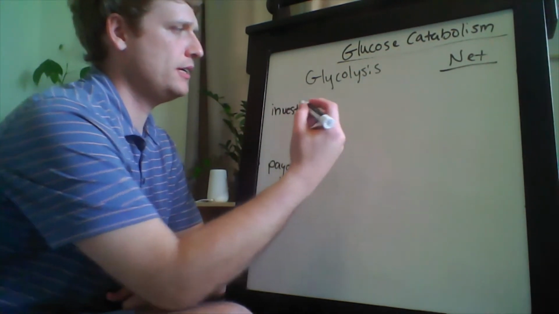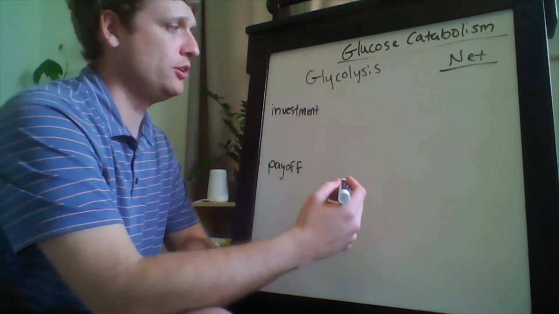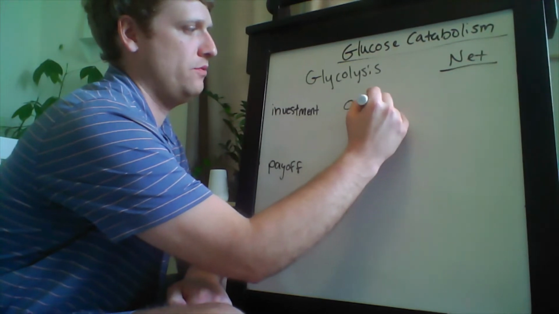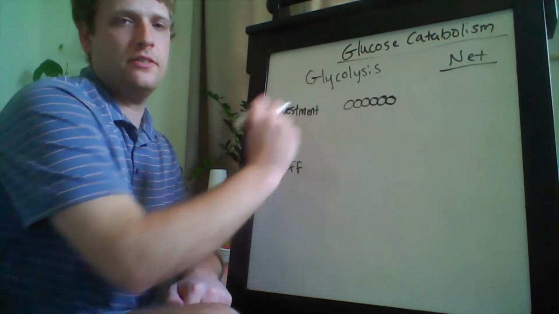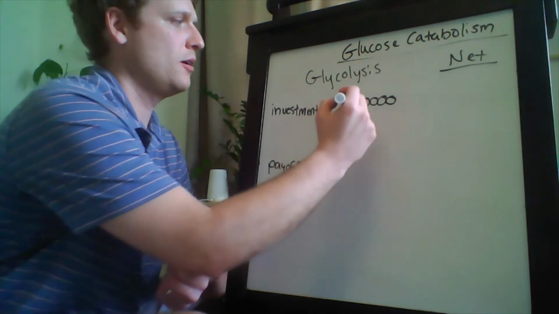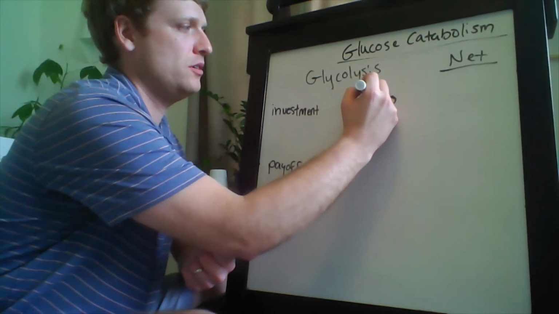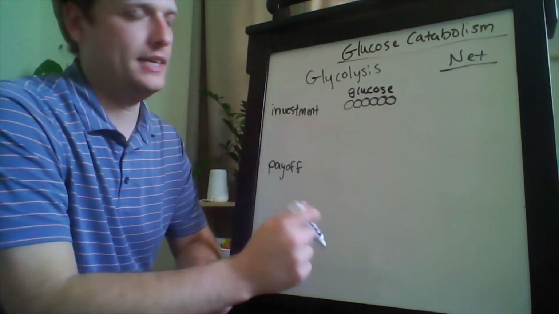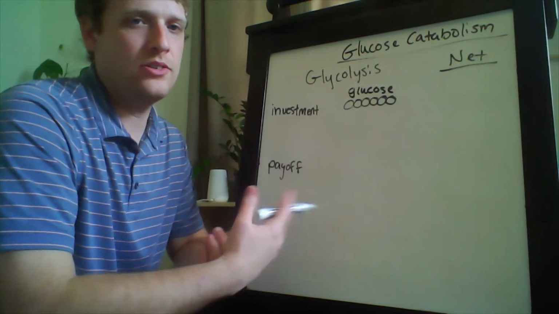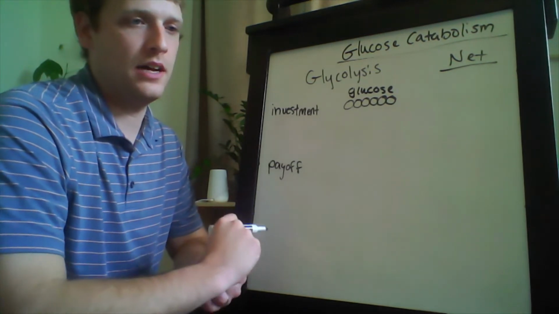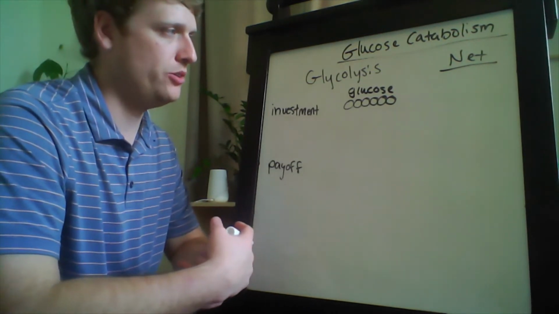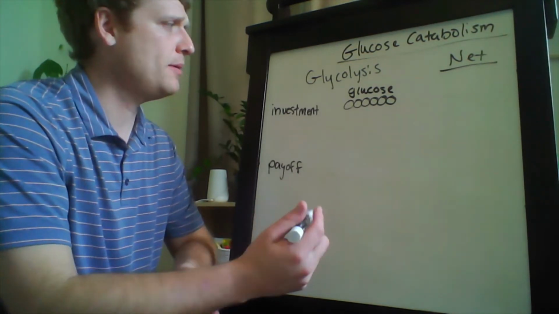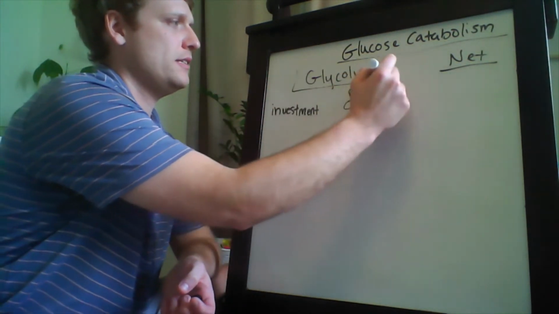So glucose catabolism, of course, starts off with glucose, which has 6 carbons. So 1, 2, 3, 4, 5, 6. Each of these circles will represent 1 carbon of glucose. And the first step in glucose catabolism that's going to ultimately end up making you lots and lots of NADH and FADH2 that can be used to make lots and lots of ATP. The first step is called glycolysis.